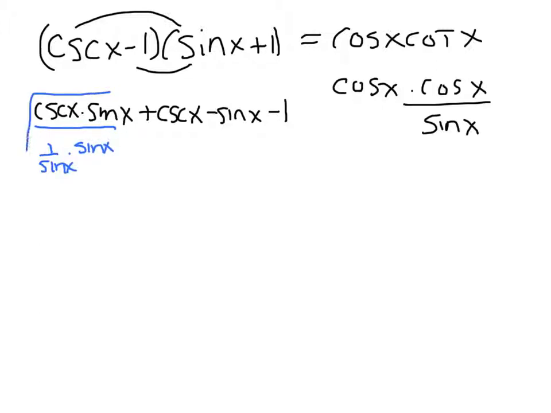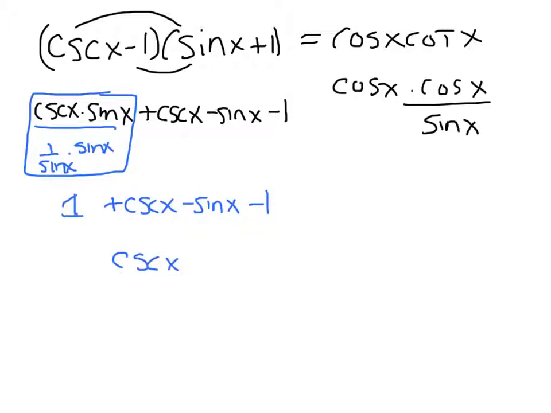So this piece right here simplifies to 1. So I have 1 plus cosecant x minus sine x minus 1, and that allows this 1 to cancel this 1. So now I have cosecant x minus sine x. Okay, but over here on the right, I'm trying to get this equal to cosine squared over sine.